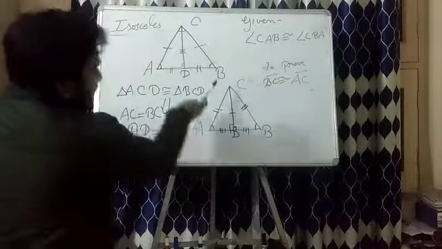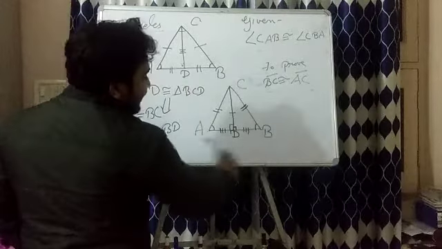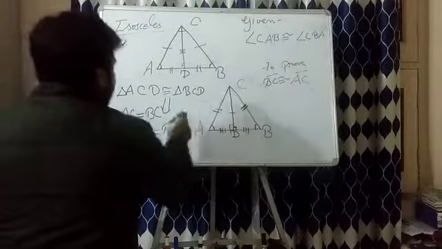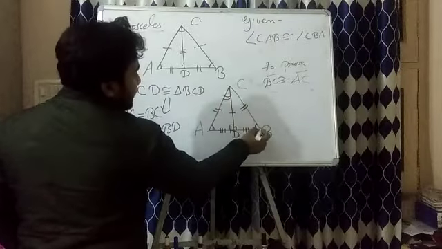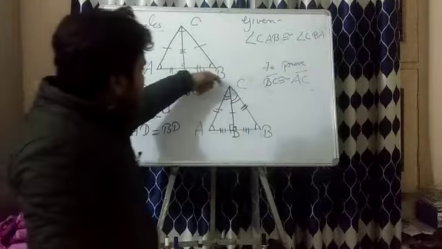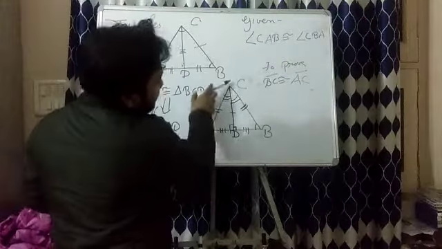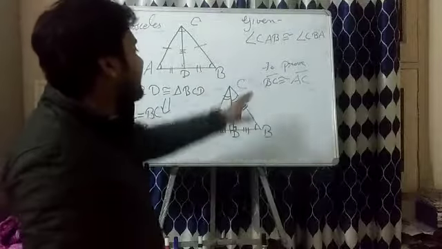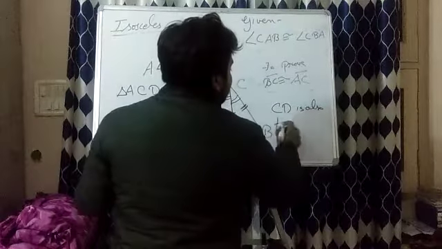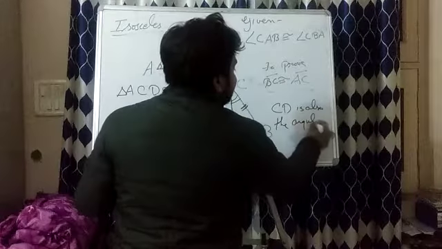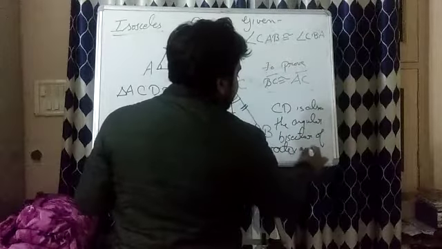So the perpendicular dropped from C also bisects the base AB. From here we can also see that angle ACD will be equal to angle BCD. Therefore the perpendicular bisector also bisects the angle. Therefore, this perpendicular CD is also the angular bisector of the vertex angle C.